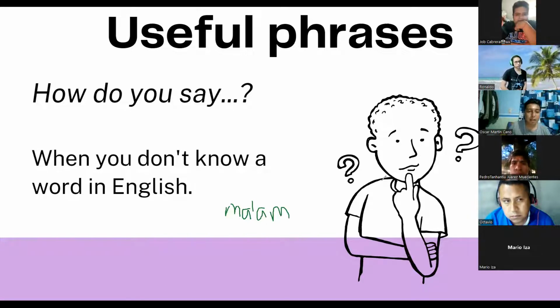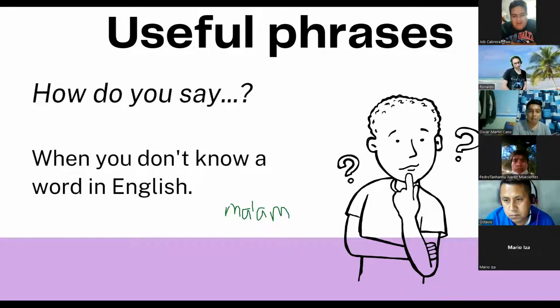Okay, how do you say mochila? Backpack. Well done. Fantastic. Job, ask me something. How do you say camioneta? Truck. Well done. George, one more.